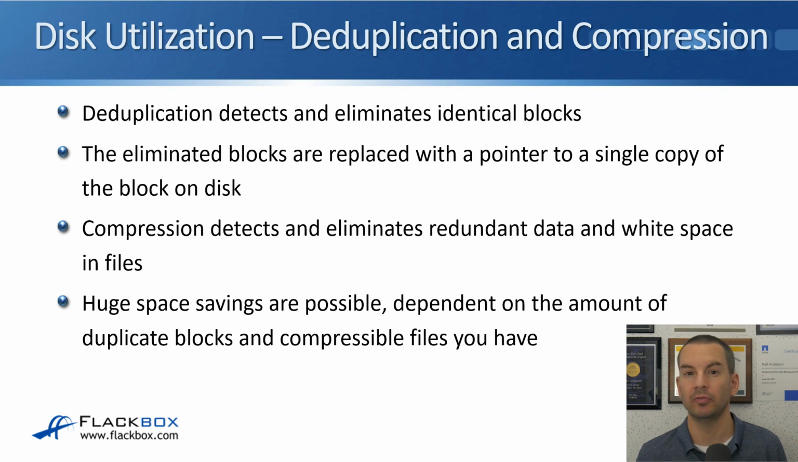Other technologies that we've got that help with disk utilization: deduplication and compression. Deduplication, just like it sounds, detects and eliminates identical blocks. The eliminated blocks are replaced with a pointer to a single copy of the block on disk. So it saves you a lot of space. Anything that's duplicate, you just keep one copy of it, rather than if you were using direct attached storage, you would have all of those separate blocks.